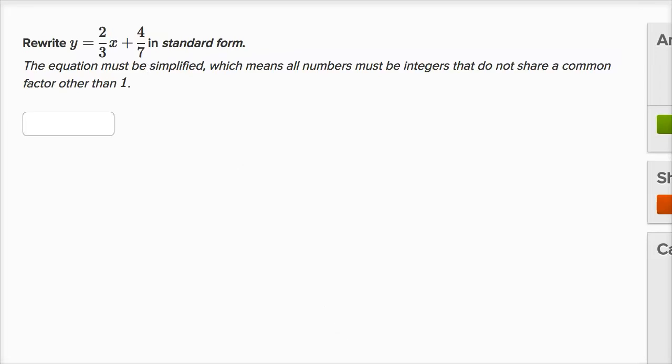Let me get my scratch pad out. So it's y is equal to 2/3 x plus 4/7. The way that it's written right now, this is slope-intercept form. It's written in the form y is equal to mx plus b, where m in this case is 2/3 and b is 4/7. It's very easy to figure out what the slope and what the y-intercept is from this equation.